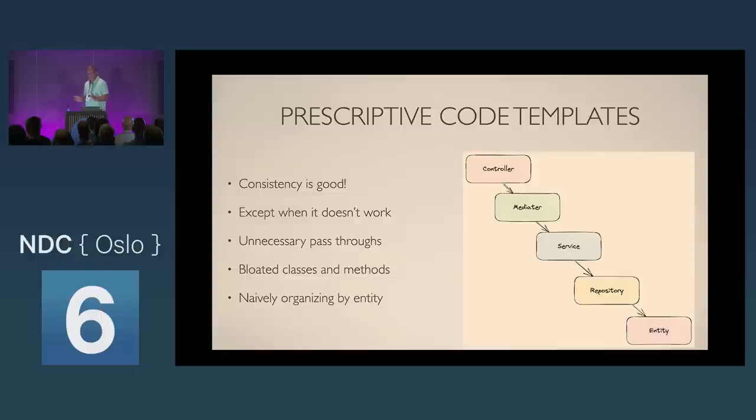That consistency is great, except what happens in reality. Sometimes it just flat out doesn't work. Sometimes it's unnecessary complexity. You see shallow pass-throughs. Everybody's probably seen this in their code, right? Following a template, you see nothing but a service layer that just immediately delegates to the next layer down. That's silly. I think a much bigger problem is when these things become way too bloated.